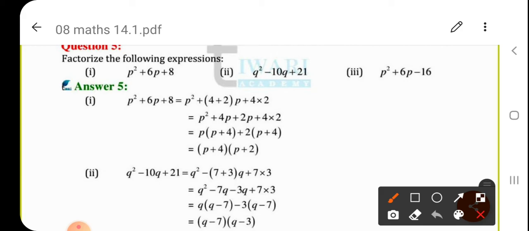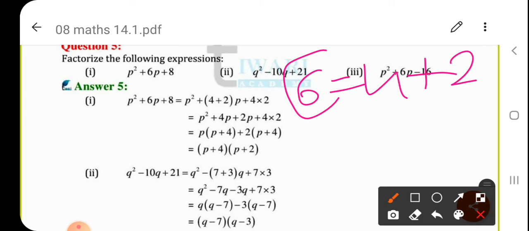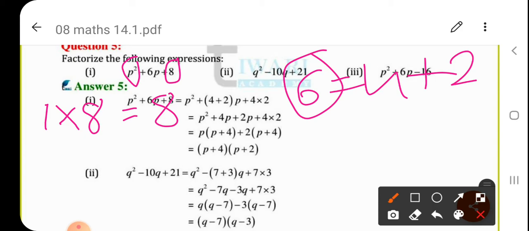So middle term 6, you can write 4 plus 2. Okay. What is the middle term? This kind of examples we have done before. 6, so that you can write 4 plus 2. That is the middle term. Now what is the last term and the first term? Coefficients. So 1 and 8. Multiply them. So you will get 8.